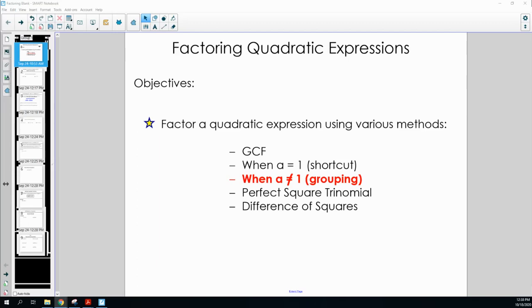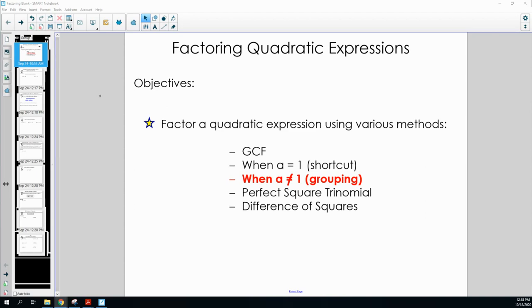Today we're going to look at how we can factor quadratic expressions. Now this should mostly be a review for you since you've seen it in Algebra 1, so we're going to go kind of quickly through this. There are a couple different methods that we can use to factor a quadratic, and below are the ones that we're going to explore today.